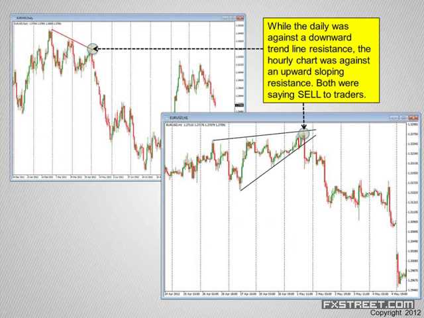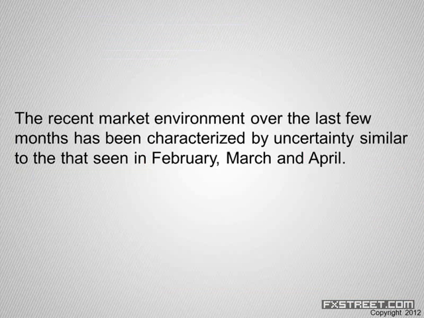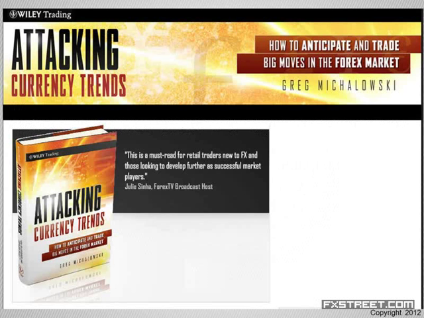Use it. Use these visual, simple tools to allow you to trade these uncertain markets. In the recent market environment in the last few months, the market has been characterized by uncertainty similar to that we saw in the February, March, and April period. This makes someone like me, the author of a book called Attacking Currency Trends, subtitled How to Anticipate and Trade Big Moves in the Forex Market, a little bit uneasy, doesn't it? We have to cross out the big and instead think in terms of not longer-term trends or the big moves, as outlined by the subtitle.